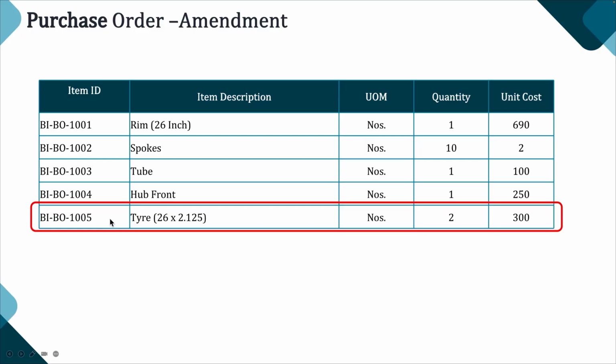Now to do an amendment, just check the quantity and unit cost which is going to be updated. As of now, I picked the item called tire, for which you are going to do the amendment at the quantity and cost, which will be 1 and 350.